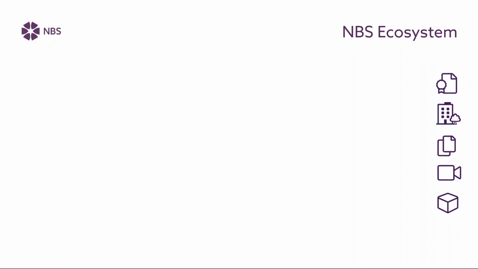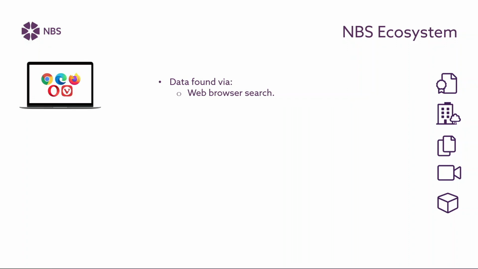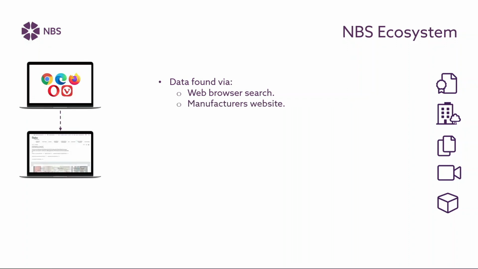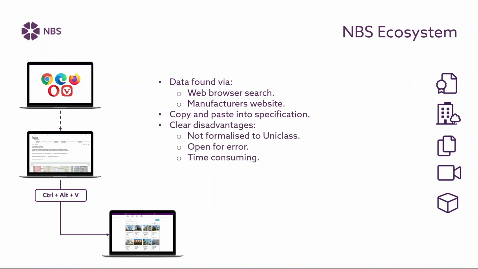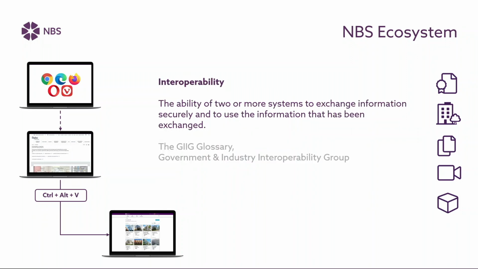So when we look at how specifiers and designers find information, this can be performed via a basic web search and then filtering through the results. This obviously leads to clicks onto a manufacturer's website, or they can go directly there in the first place. But this data needs to be manually then copied and pasted into the specification. So this relies on the specifier interpreting the data in the first instance and then restructuring this into the specification outline clause structure in either uniclass or cause. The two disadvantages of doing so is, first of all, it's open for error, and that's purely down to the manual copy and pasting of data. But also, it's very time consuming in doing so.